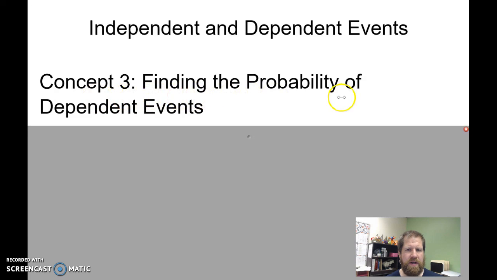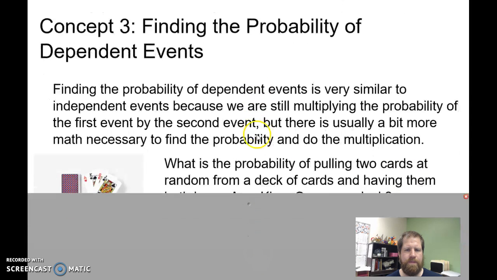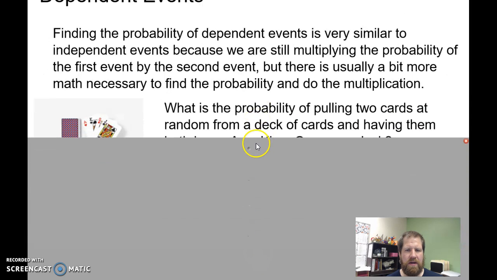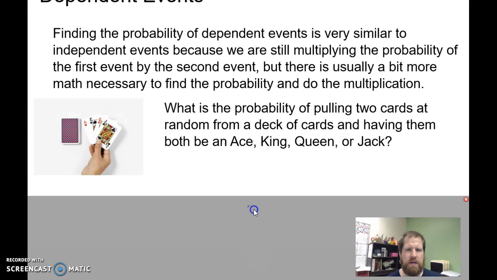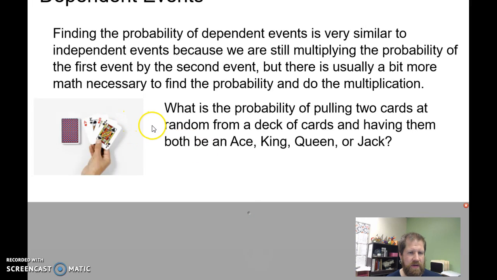Concept 3, finding the probability of dependent events. Finding the probability of dependent events is very similar to independent events. We're still multiplying the two probabilities together. The only difference is we have to do a little more calculation, a little more thinking, to find what that second probability is, because it changes based on the outcome of that first event.